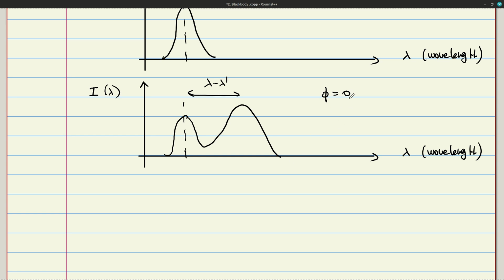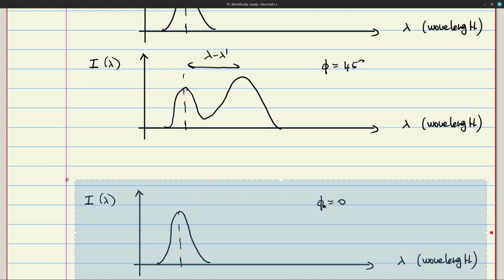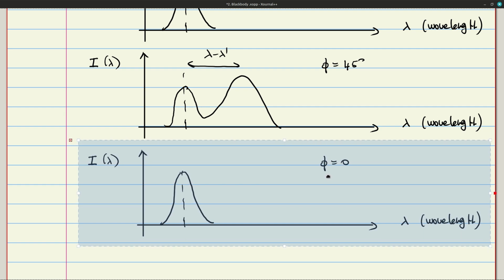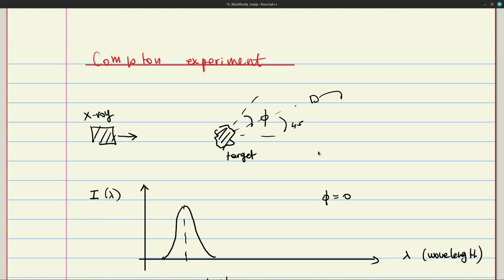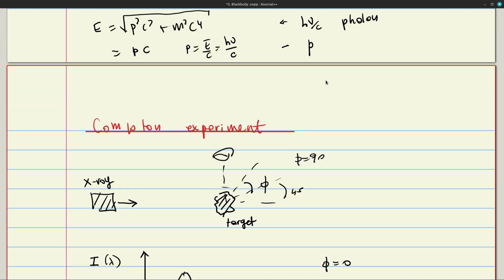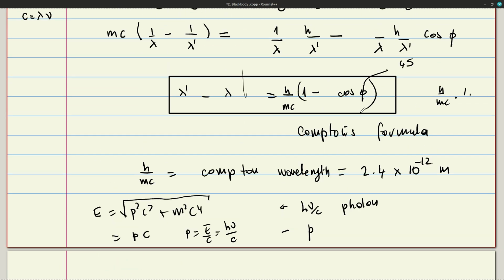This is 45 degrees. Let me do one more. Suppose we put the detector not at 45, but say at 90 degrees, like here. So this is my detector. Now phi is going to be 90 degrees. And as you see, what is cosine 90? 0. So it's going to be 1 times h over mc, which is the maximum you can get.